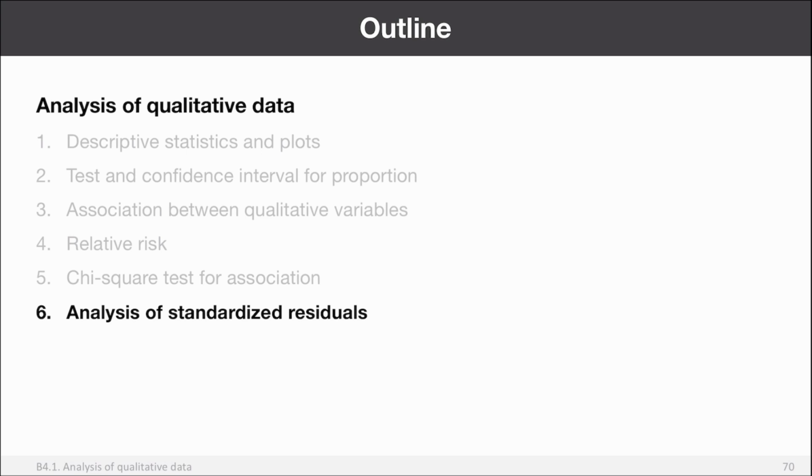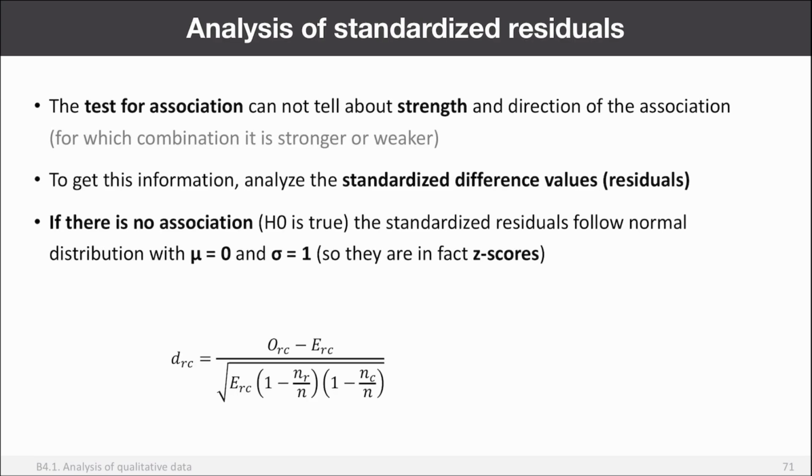All right, so how to find the details, how to find where the association is stronger and when the association is less strong. When I say where, I mean for which categories, for which combination of the categories. We will still use the residuals, but in this case, we will use what is called standardized residuals. So the idea is the following.